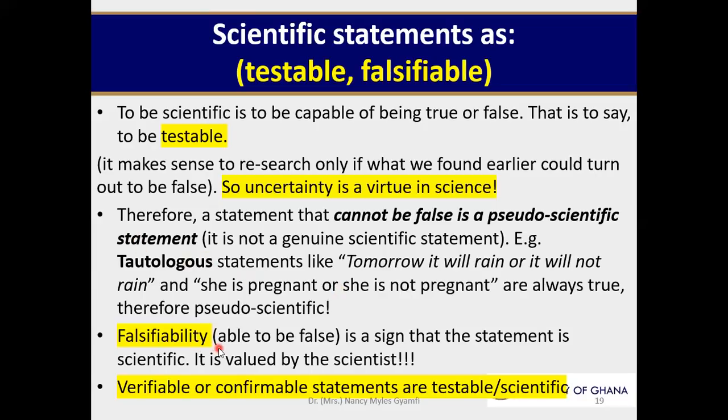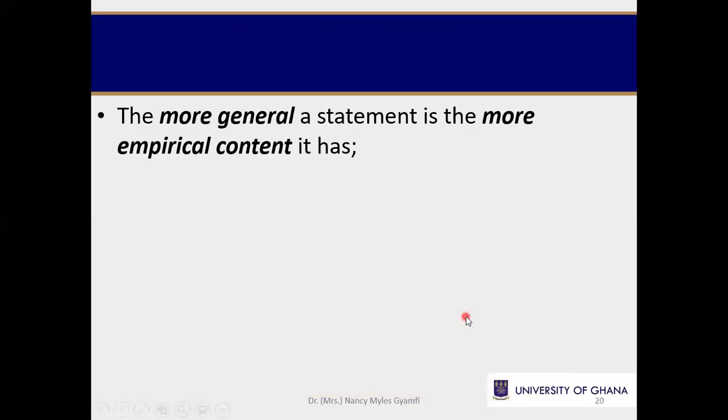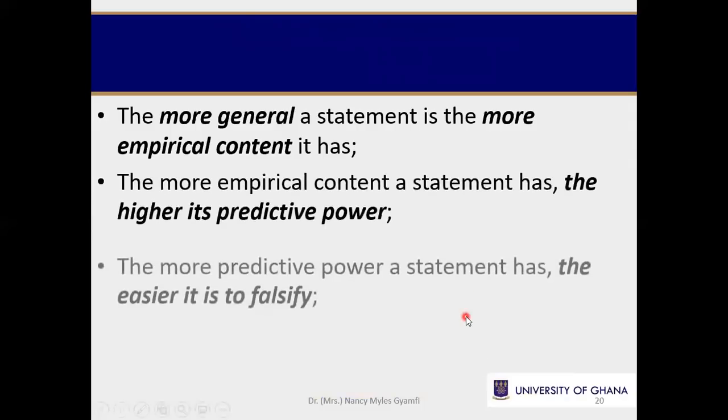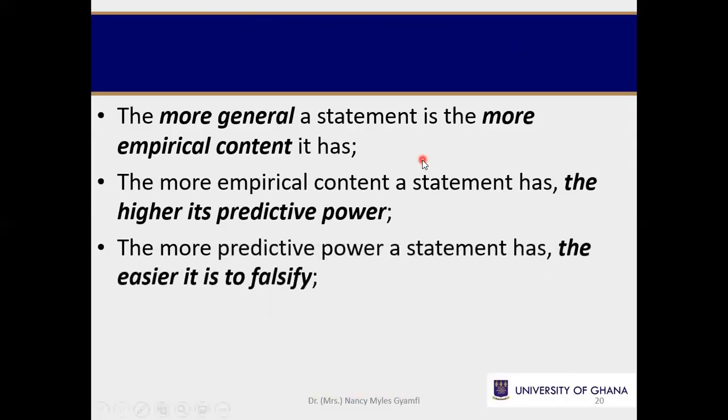So falsifiability, being able to be false, is a sign that the statement is scientific, and that is valued by the scientists. I explained to you why falsifiability is a virtue in science. So verifiable or confirmable statements, whether particular or general statements alike, are what? Testable or scientific statements. Very important. I think we will finish unit 7 shortly.